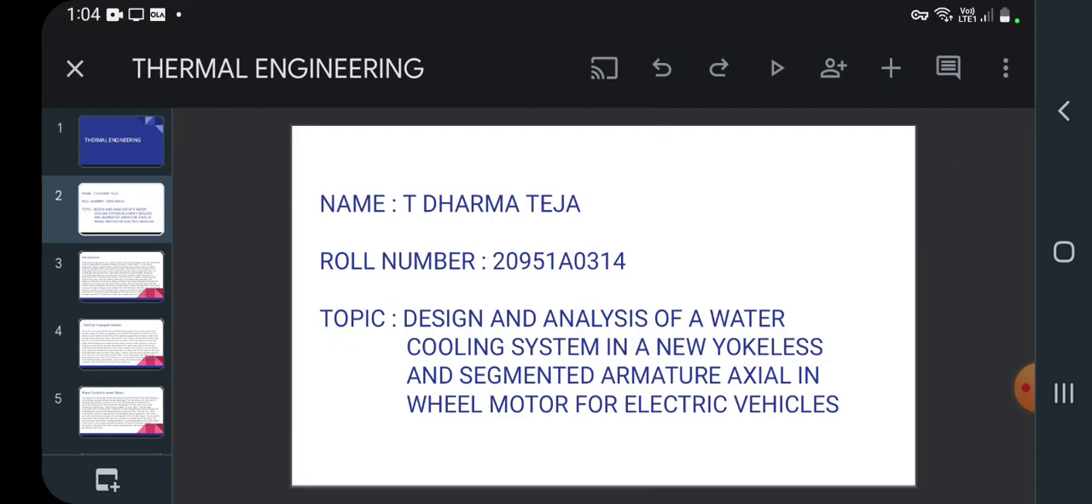Today's topic is the design and analysis of a water cooling system in a segmented armature axial in-wheel motor for electric vehicles.